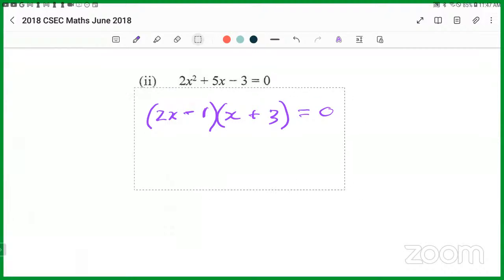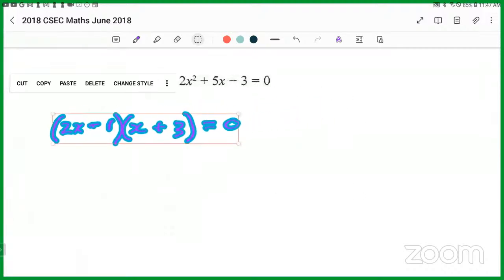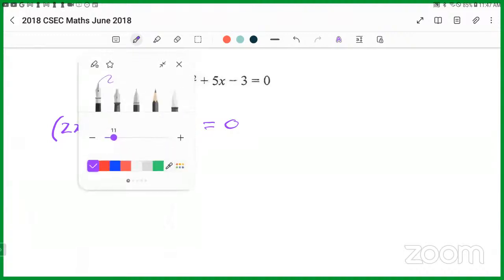But let's go to the other method quickly to show you how we factorize it the other way that we have learned. Someone's mic is open.